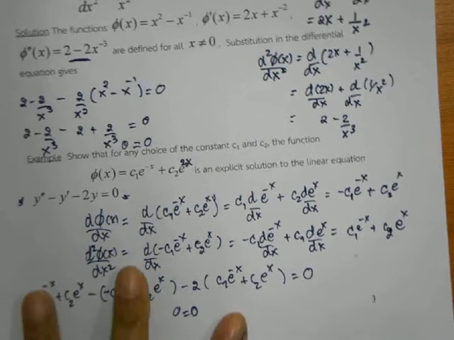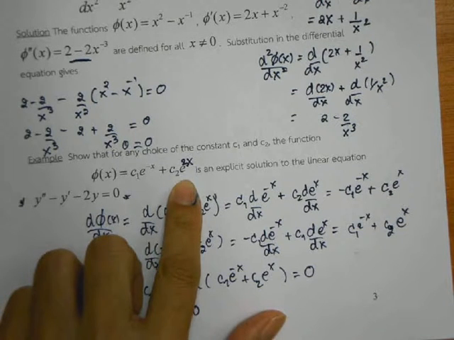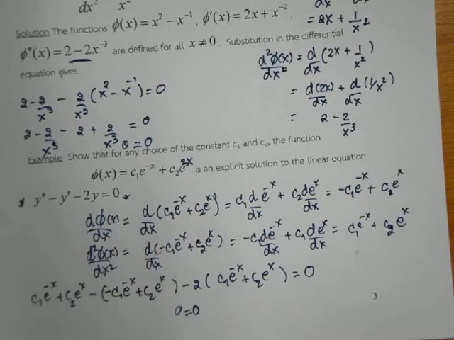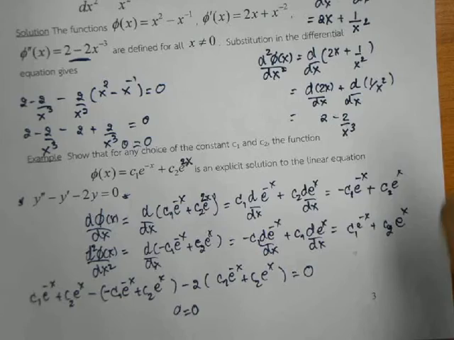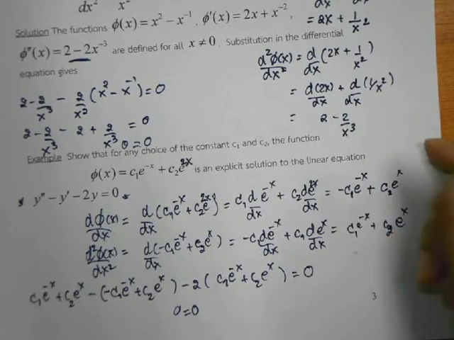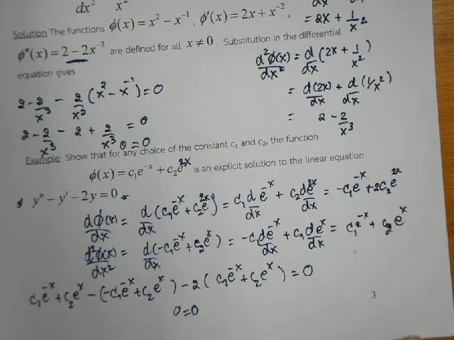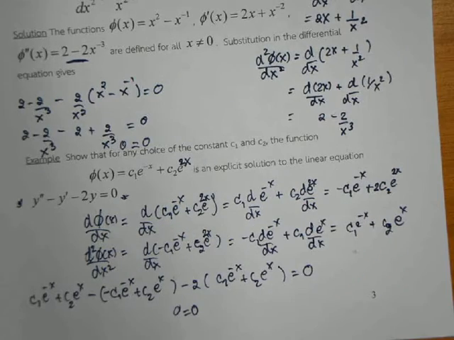I made a mistake, sorry. This one is c2 times exponential of 2x. Okay, this one got to be this. Then we do this again. I put 2 up there, 2 here. So this one I would get 2 and 2. Right? And this one, 2 there and 2 here.